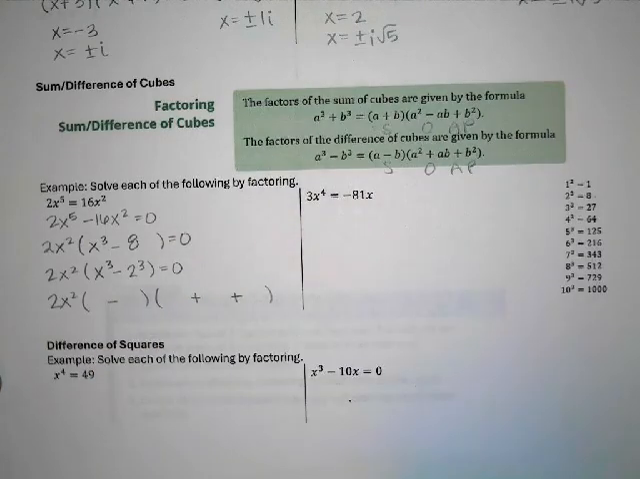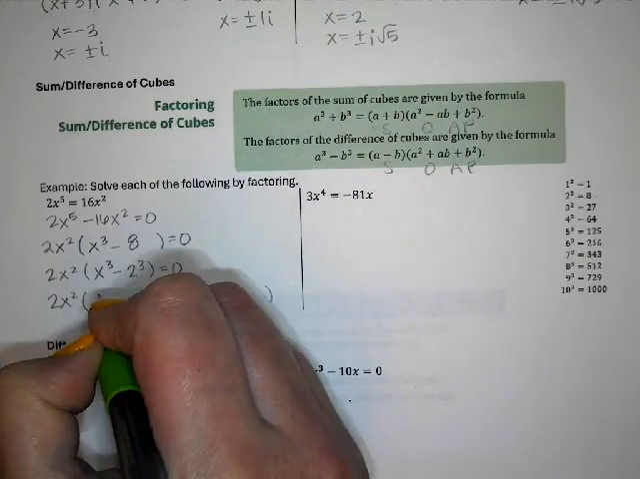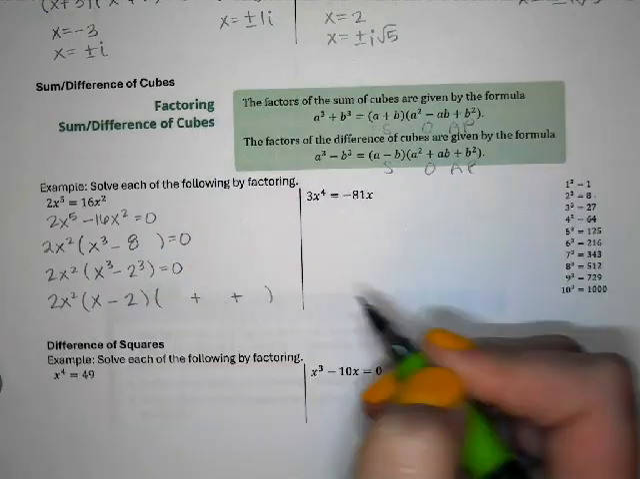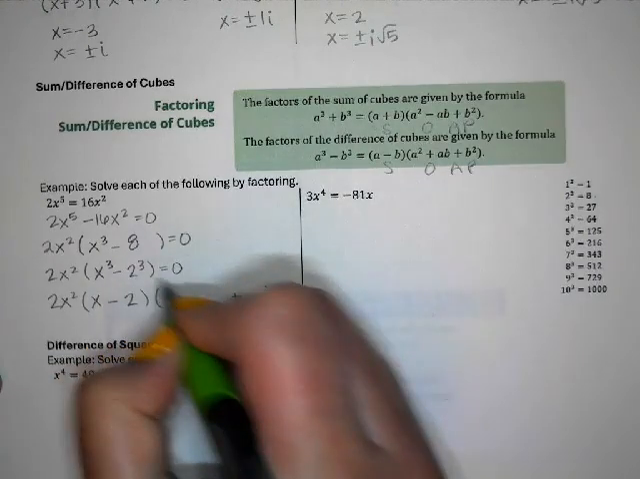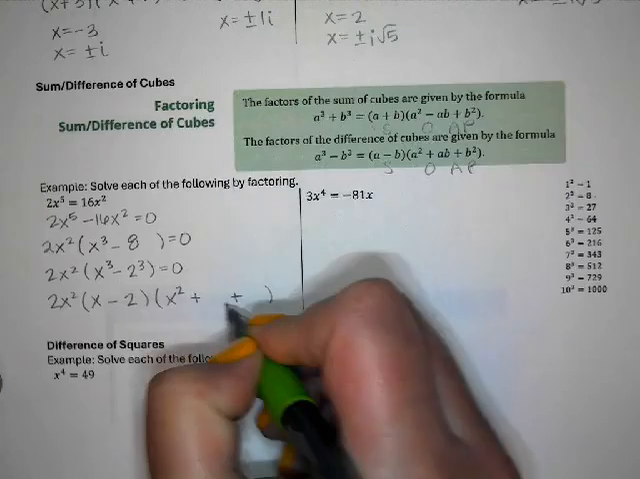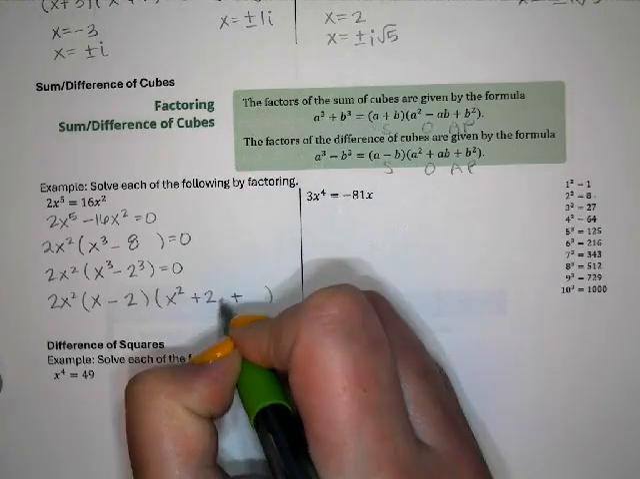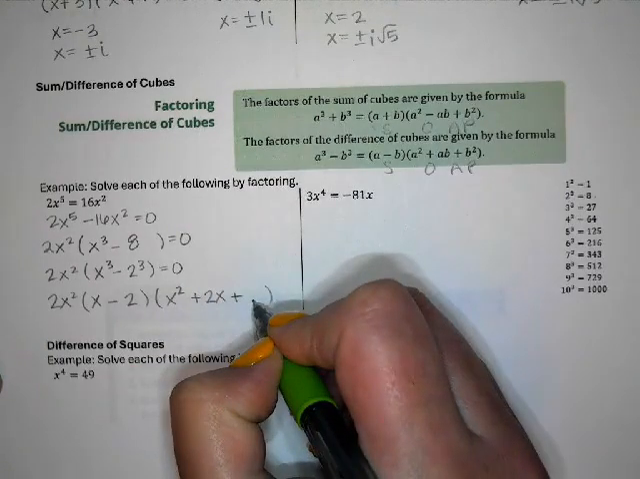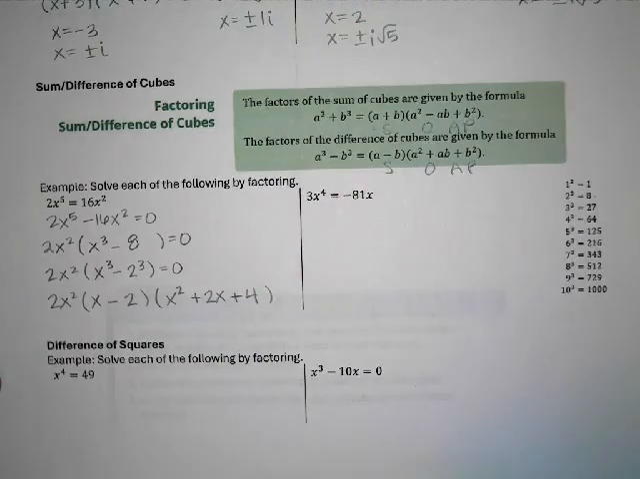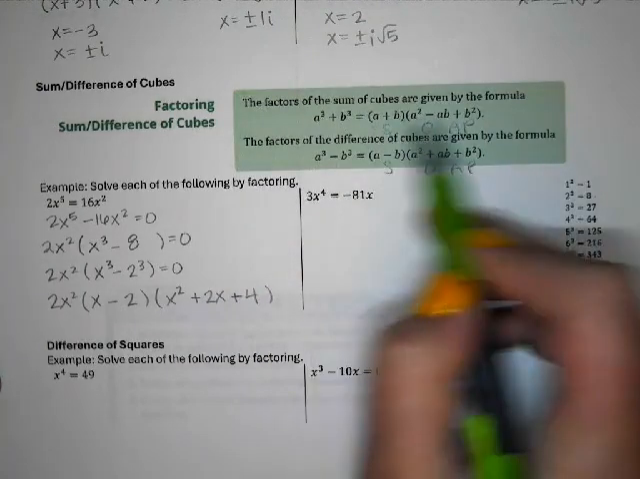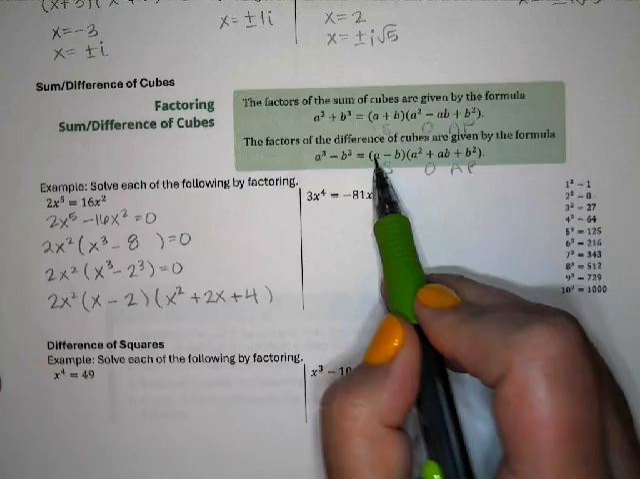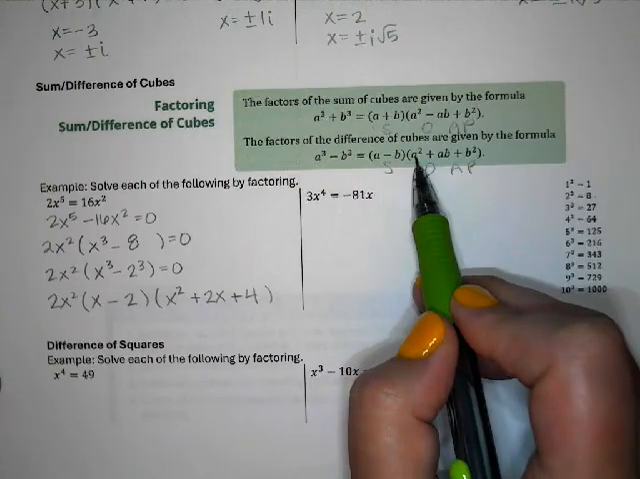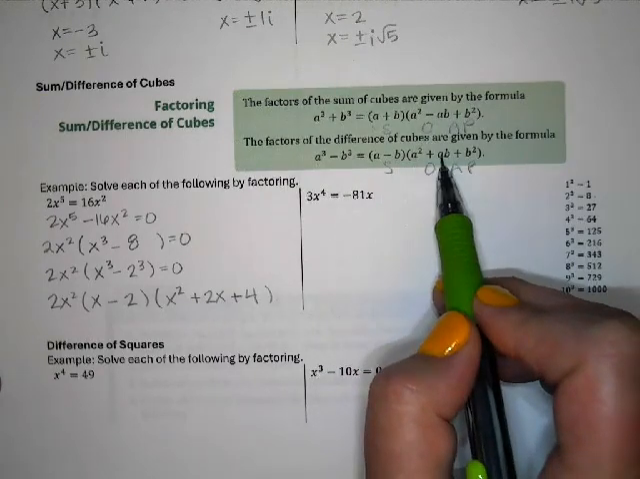Okay, so I do x minus 2, and then x times x is x squared. X times 2 is 2x. 2 times 2 is 4. Okay, so that's just me using the formula. X minus 2, x squared, x times 2, 2 squared.